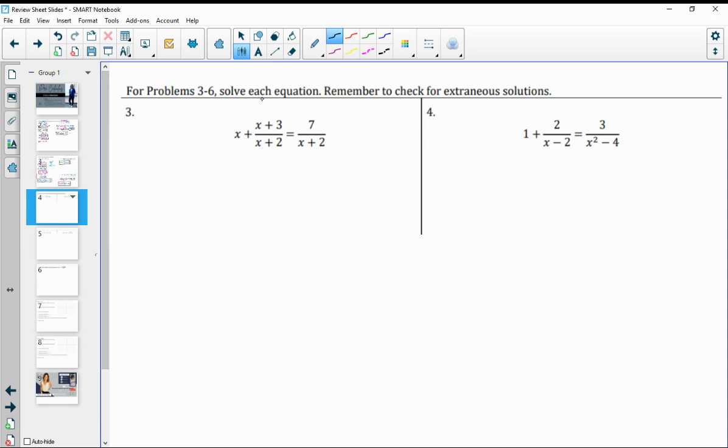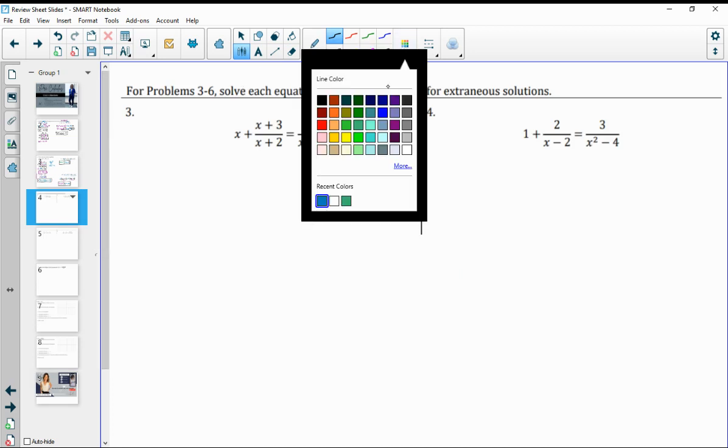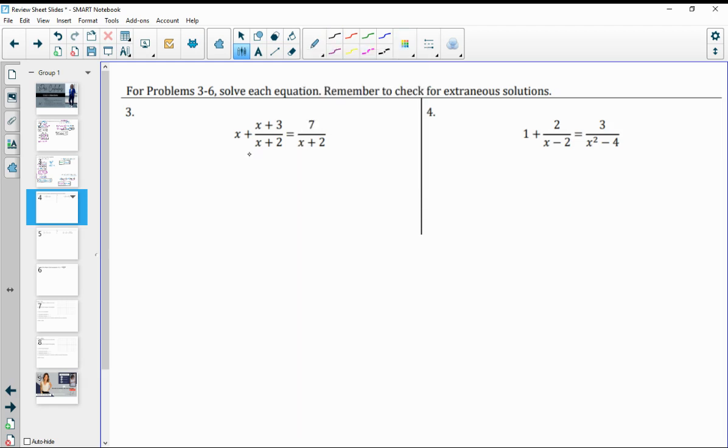Number 3 wants us to solve each of these equations. So we're going to do that by getting rid of the denominator by multiplying by the least common denominator. So when we look here, this has a denominator of 1, this has an x plus 2, and this has an x plus 2. So we're going to multiply both sides by x plus 2, which is kind of the only denominator here.